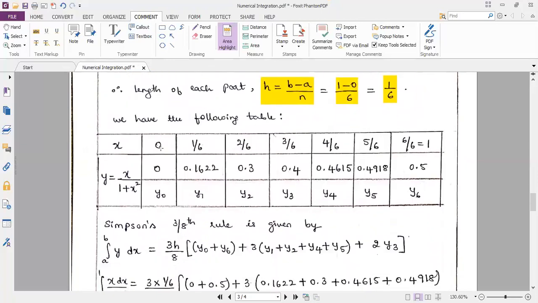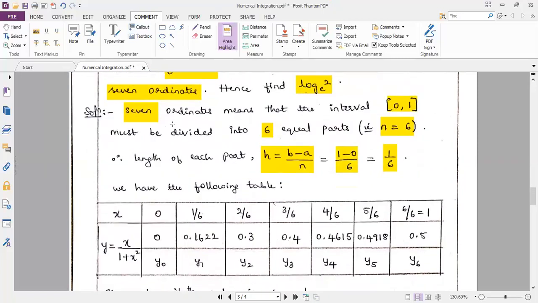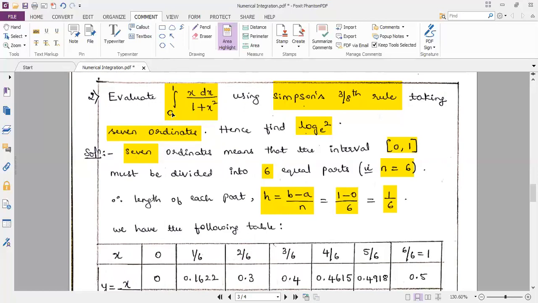Now, x values are obtained like before. Starting from the lower limit, here the lower limit of the integral is 0, in steps of h, where h value is 1 divided by 6. So 0 is the first value of x. Add up h to this. So 0 plus 1 by 6 is 1 by 6.